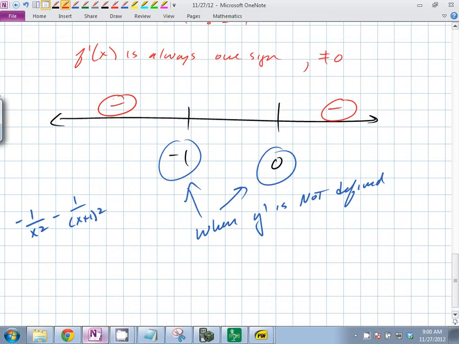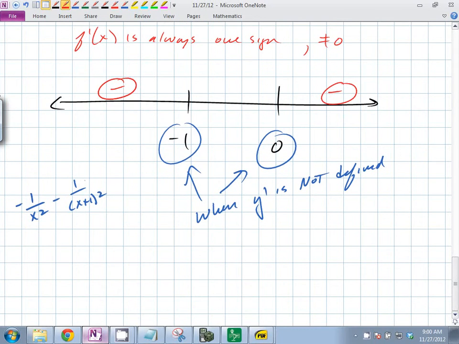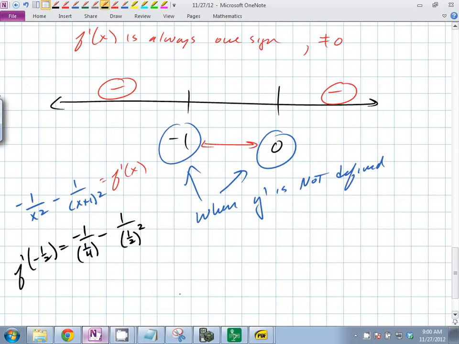This is f prime of x. We need to plug in something in between. What do you want to plug in? Negative a half. So f prime of negative a half, what's that going to equal? Negative 1 over 1/4 minus what? 1 over squared, right? Is that correct? Yes. So what's that going to equal? Negative 4, right? Minus what? Minus 4 is going to be what?